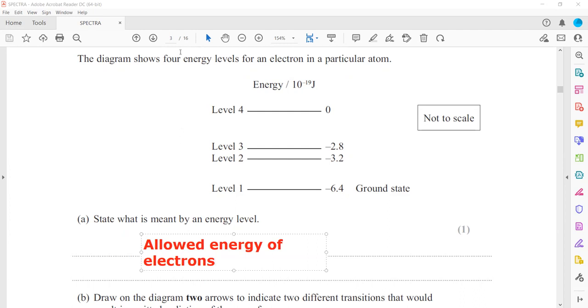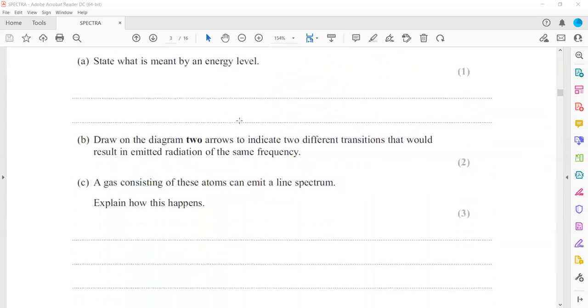Like the electron can be here, it cannot be up. If we say the level 1, which is the ground level of the electron, is minus 6.4, the electron will be here. If another electron has an energy difference from 6.4 to 3.2, the difference is about 3.4, so it will be here. The electron cannot be below it, cannot be above it, so it is the allowed energy of the electron, or the region where the electron has a discrete energy. We call that an energy level.